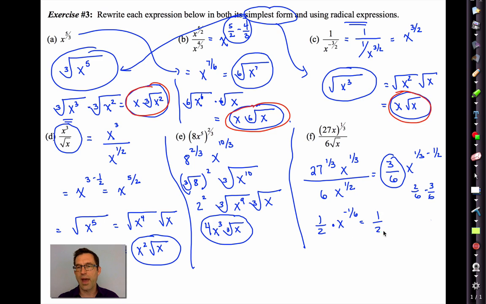That's going to be 1/2 times 1 divided by x to the 1/6, which is going to be 1 divided by 2 times the 6th root of x. Wow. Now that's some exponent manipulation. Whew, look at that. Okay, pause the video now and write down anything you need to.